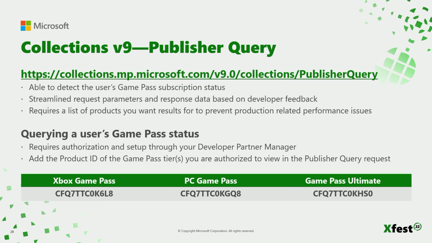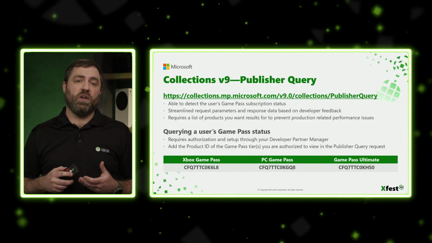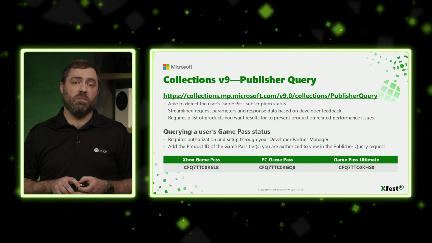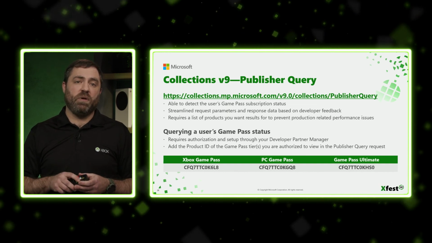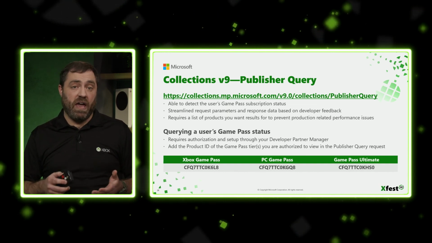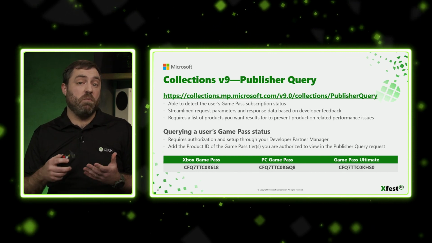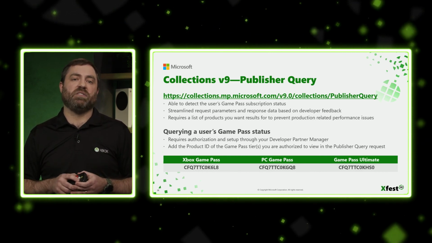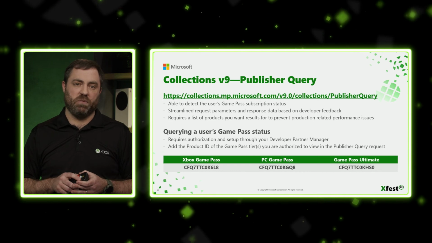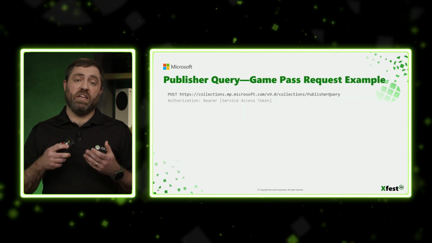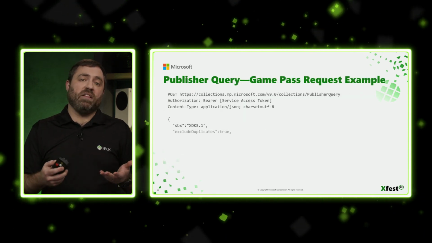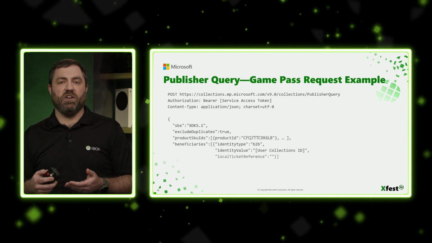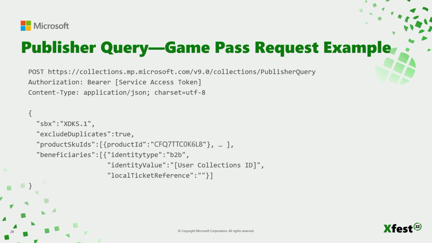For example, if you are authorized for PC Game Pass, you will get the PC Game Pass item in your results for all PC Game Pass members and all Game Pass Ultimate members, as PC Game Pass is included with Game Pass Ultimate. To get these results, simply add the specific Game Pass tier product ID into the product SKU IDs list as seen here in the query request.